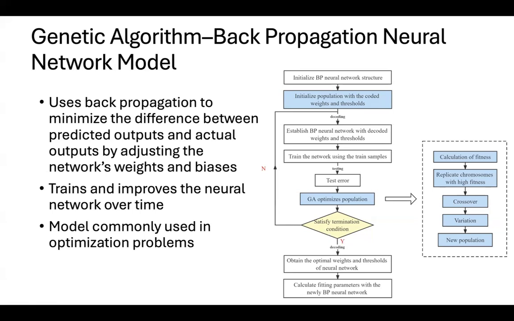A genetic algorithm backpropagation neural network was then constructed. This model uses backpropagation to minimize the difference between predicted outputs and actual outputs by adjusting the network's weights and biases. It trains and improves the neural network over time and is most commonly used in optimization problems.